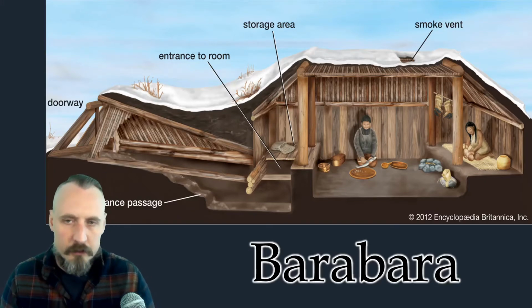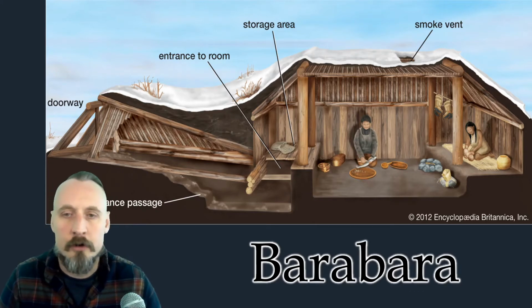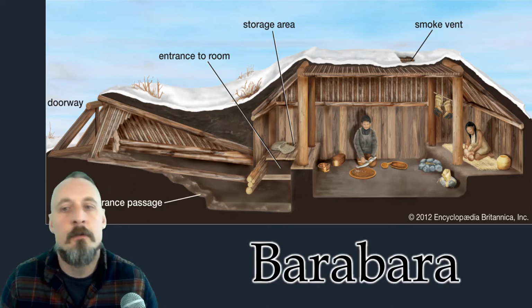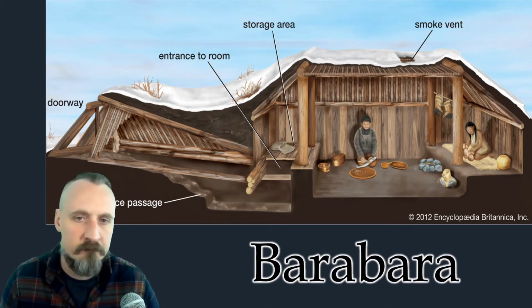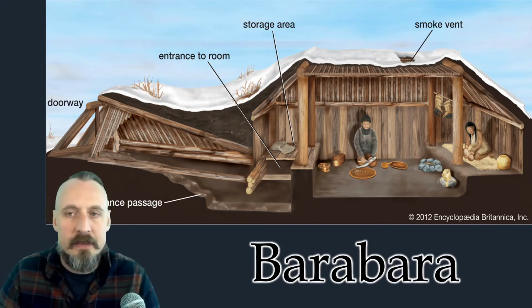The structure of this thing looks like an igloo, kind of, and that's going to be our next keyword. But the Barabara was a wooden framed structure using post and lintel construction, covered with earth that had an entrance passage, partially underground, so they would dig a little pit, and then they would build this around it.